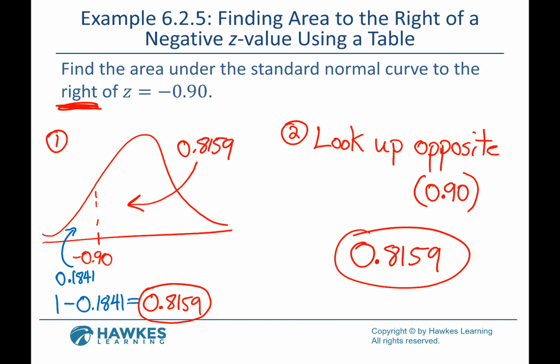So far we've done 2 different types of area. We have a total of 4. Okay, so type number 1 is area to the left of a z-value. That's the easiest. We just look the z-value up in the table. Okay. Type number 2, if we want the area to the right of a z-value, either we do the complement rule or we look up the opposite. Either way there. Okay.